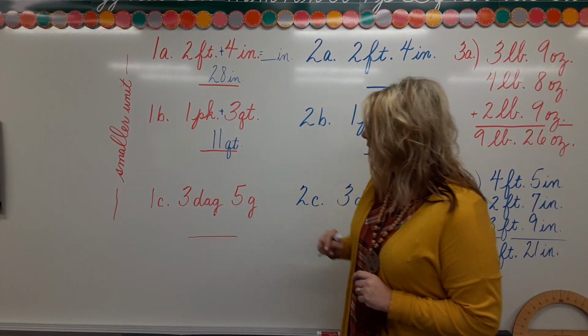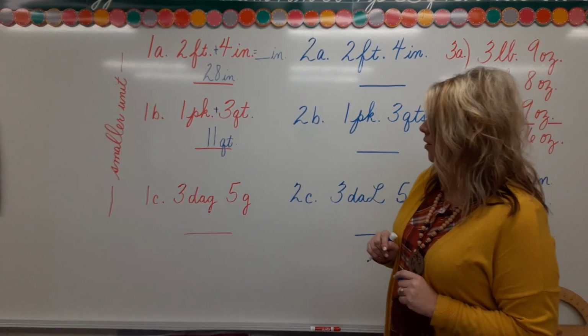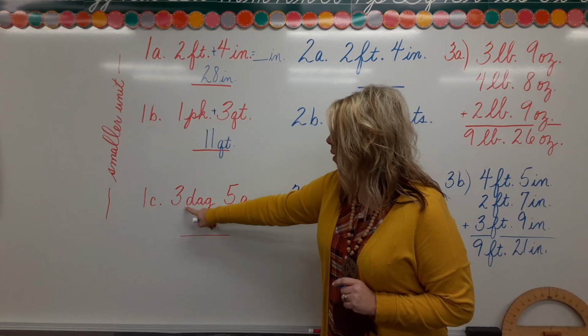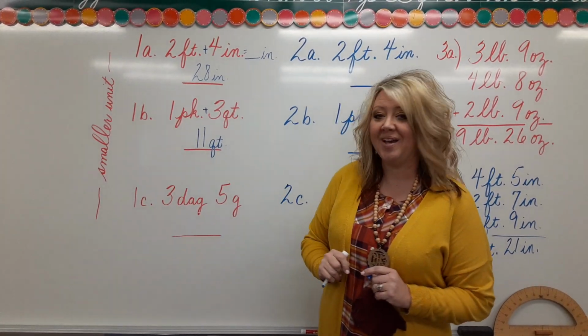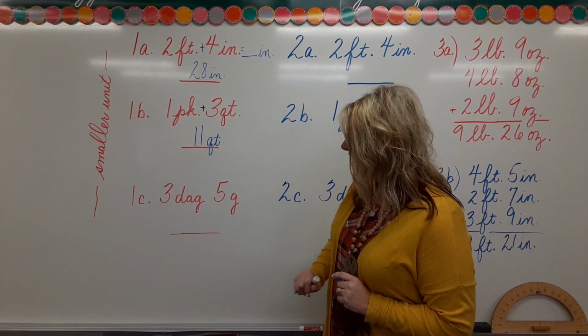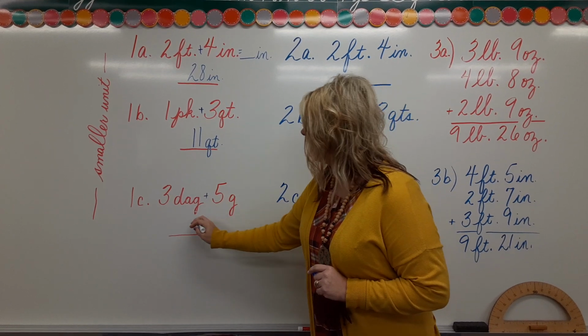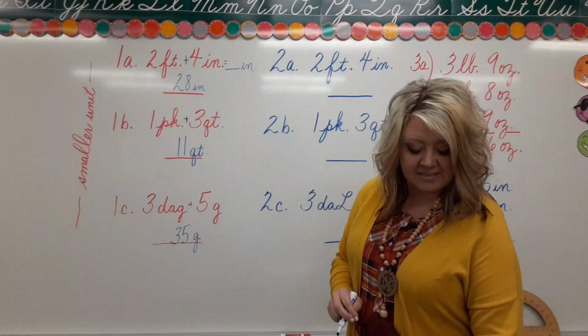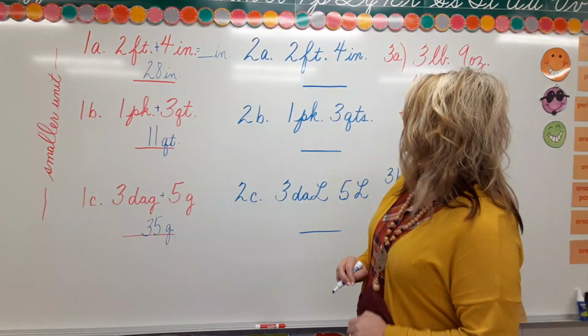So 3 decagrams and 5 grams. We're going to the smaller unit, which would be grams. Remember, there are 10 grams in 1 decagram. So 10 times 3 is 30. And then we add the extra 5 to get 35 grams. So that's the answer for letter C. Let's take a look here.